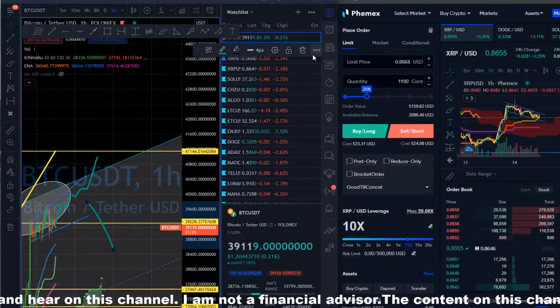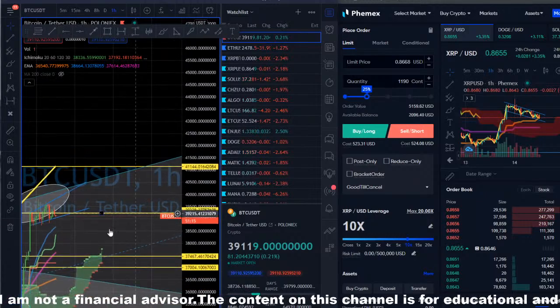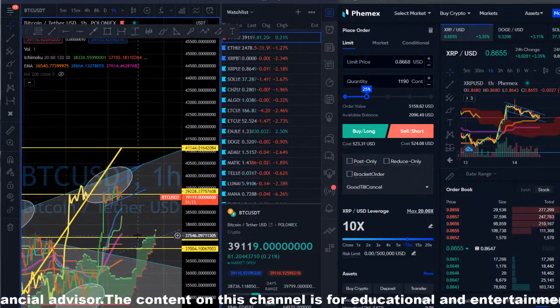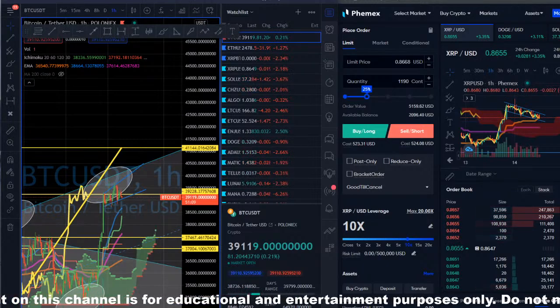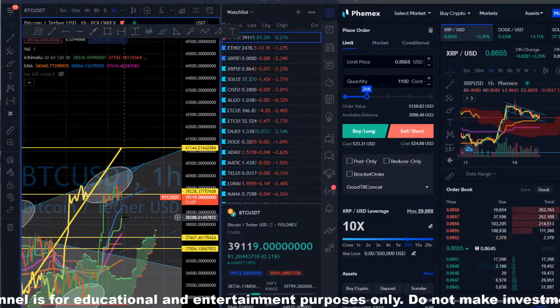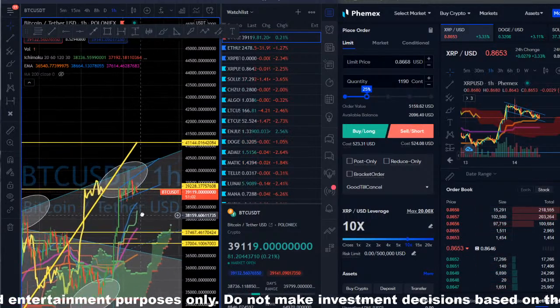Kind of split the windows here so I can see the charts as well. But good morning everybody. We're doing some live trading today. I'll try to go over some things as we go on.